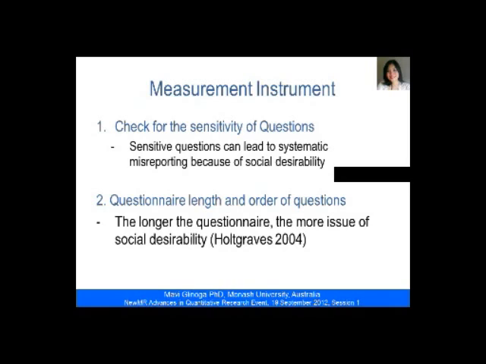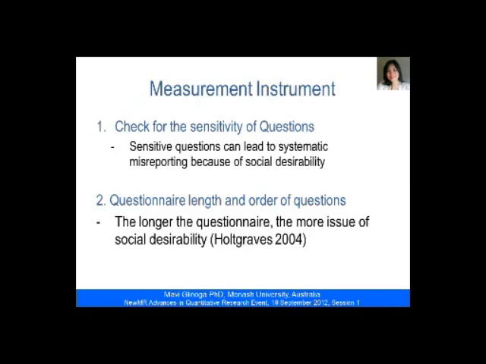And then the second one is the length of the questionnaire and the order of questions. As I said earlier, you don't want to make it too short, because if the questionnaire is too short, respondents are highly likely to think your research is not worth anything. It doesn't have any impact, so there's no point in giving you the attention that you deserve, because the questionnaire is quite short. But if it's too long, it's going to bore them.